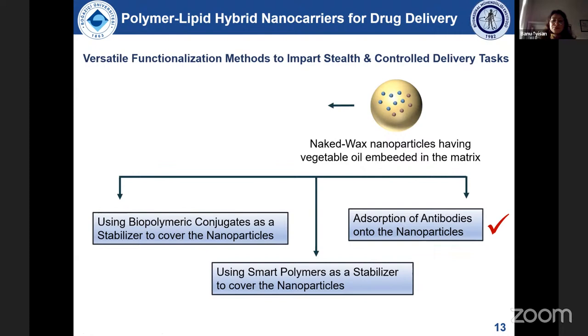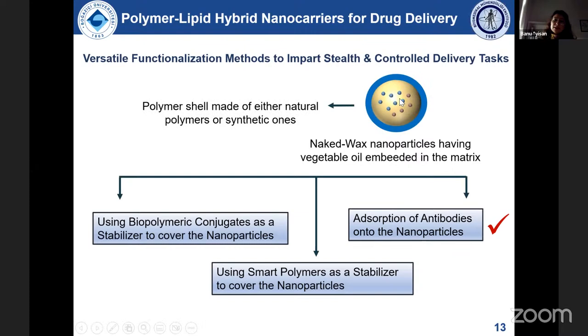Therefore, we decided to cover these wax nanoparticles using different kinds of polymers, including natural polymers. This is one work that we are right now continuing in the BIND Lab at Boğaziçi University. We formed some biopolymeric conjugates to use as a stabilizer to cover these lipid wax nanoparticles. We also used some smart polymers, which act as a stabilizer and are also pH responsive, so that we could release the drug. We could impart even more selectivity to this system, and afterwards release our drug at a certain place. So that was the idea.